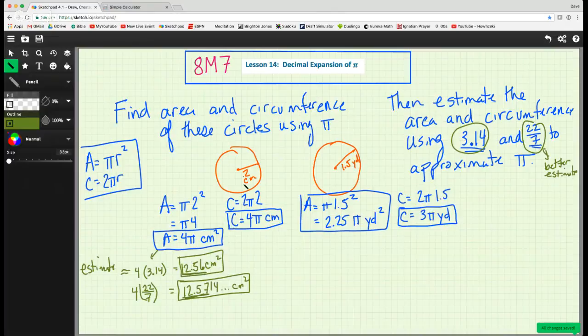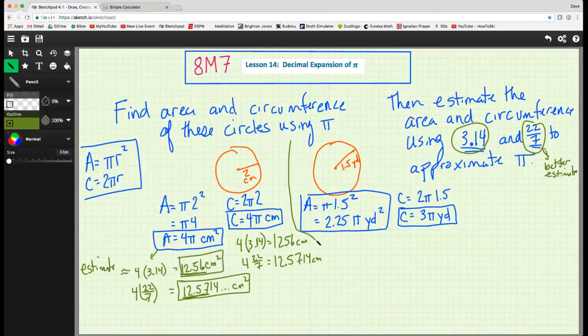So let's estimate the circumference using both numbers, and it's actually going to turn out to be the same thing, right? Because you're going to get 4 times 3.14, so that's 12.56 centimeters. And again, it only works out in this case to be the same because the radius is 2. That's the only number where those two numbers meet up. And maybe that was a bad example for me to choose.